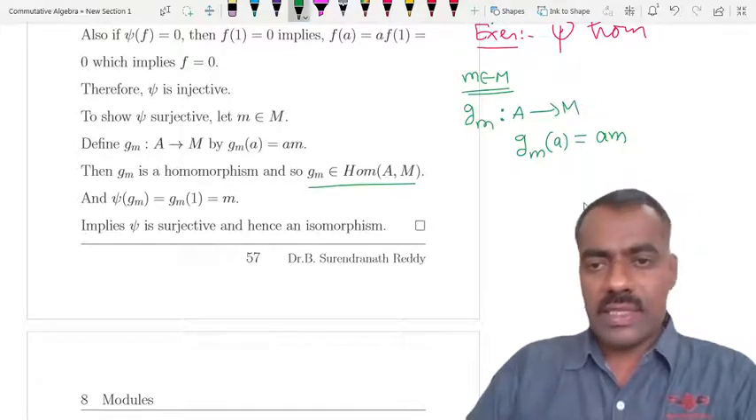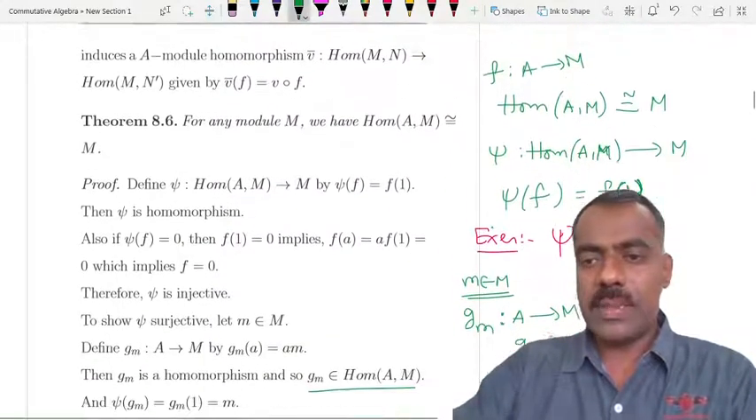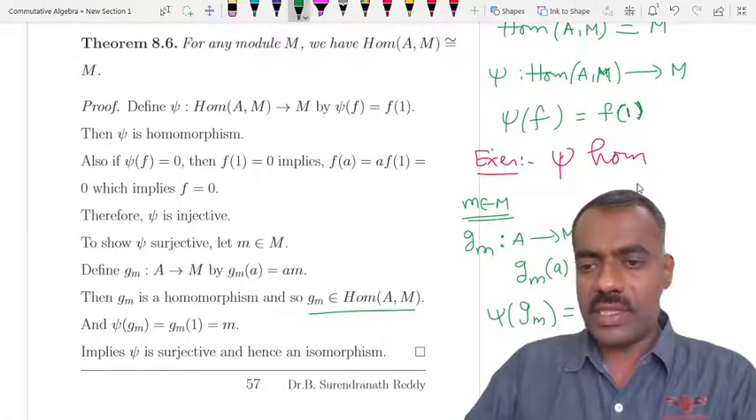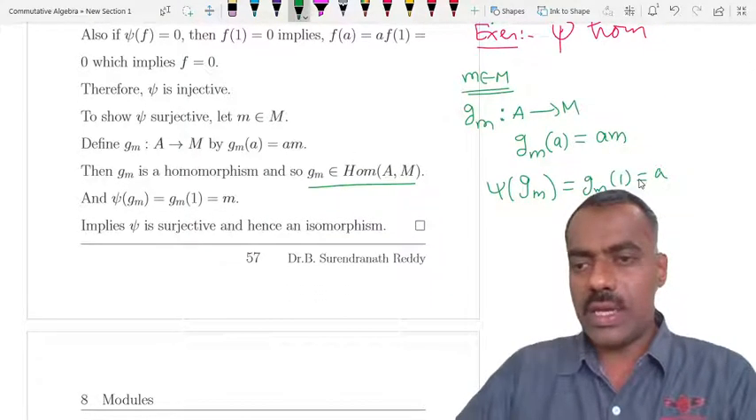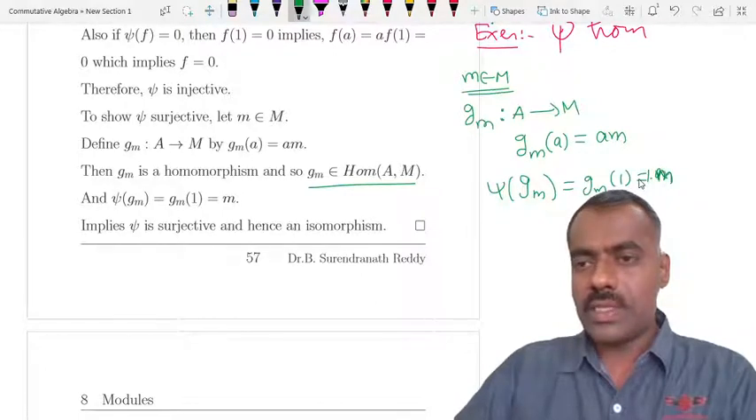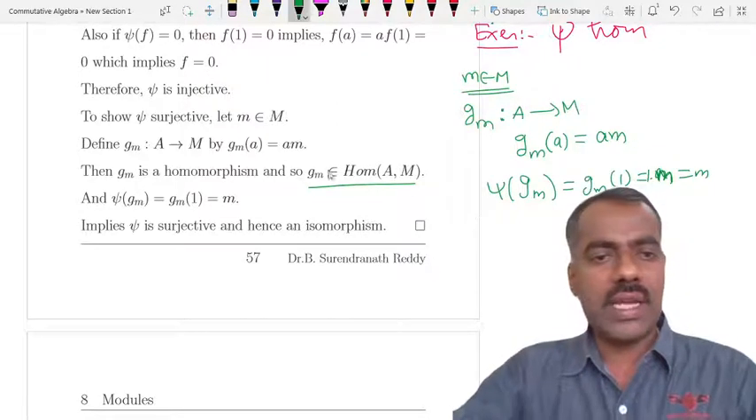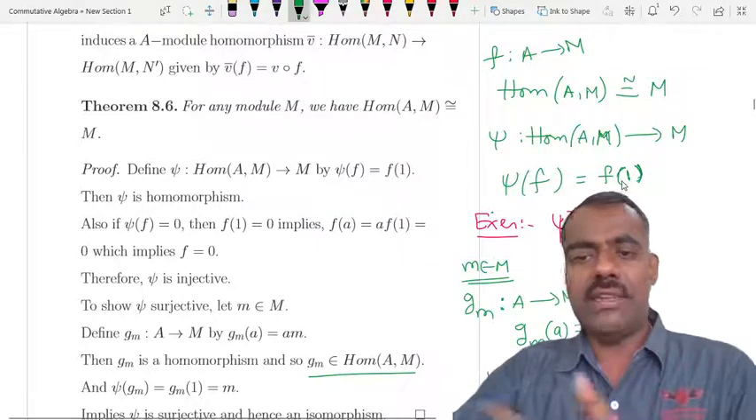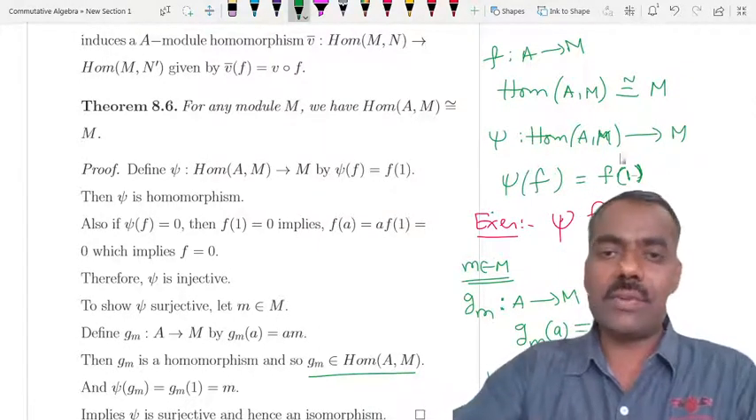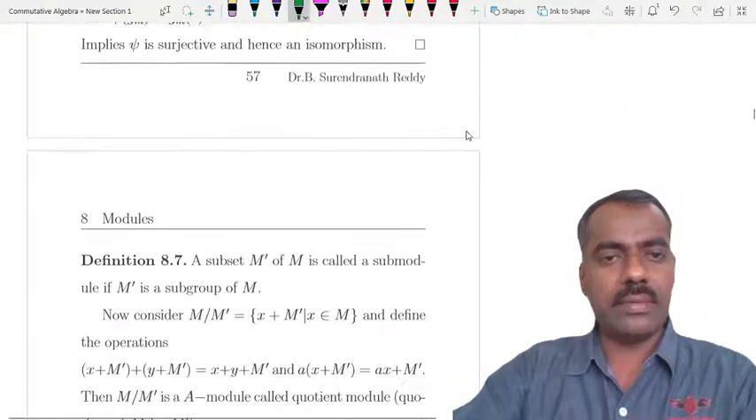And what is psi of g_m? The psi map is defined simply by evaluating at the value 1. So this is g_m of 1, but g_m of 1 is 1 times m, which is exactly m. Therefore our map psi is onto, so it is bijective. By the way, psi of f plus g is f of 1 plus g of 1, so it is a homomorphism. Therefore Hom(A, M) is always isomorphic to M itself.